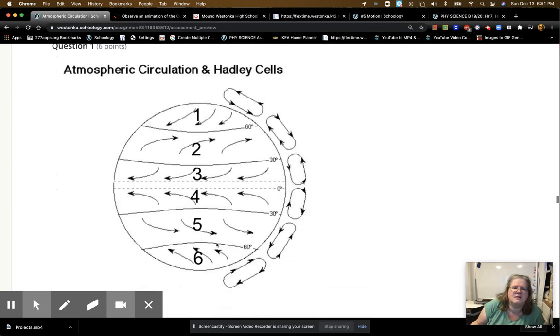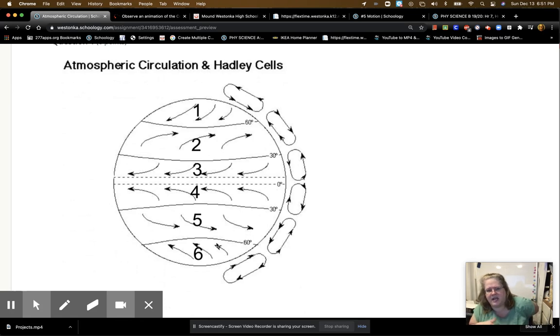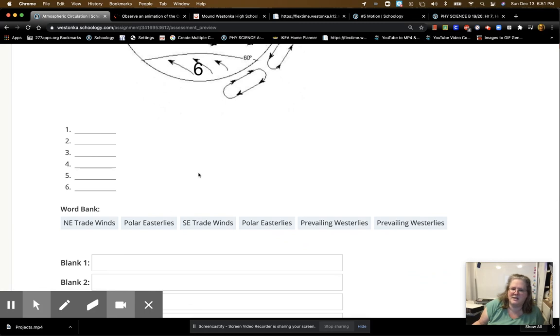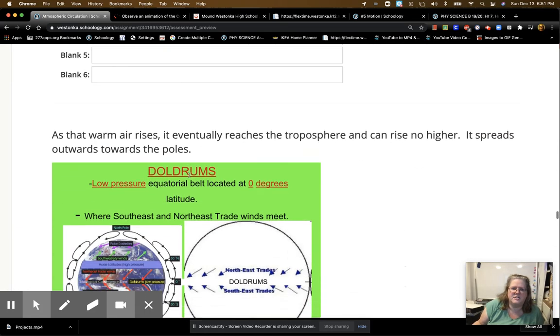So this is something that we're going to actually have a quiz on, so you don't have to go into the notes and do this. But I would actually say you need to be able to tell me these are the polar easterlies, these are the prevailing westerlies, these are the northeast trade winds, the southeast trade winds, the prevailing westerlies, and the polar easterlies. This 30 degrees north and 30 degrees south are your horse latitudes, and the equator is the doldrums. That's the rising air. They're not fun to do. So you can expect to see a question like that on your test.